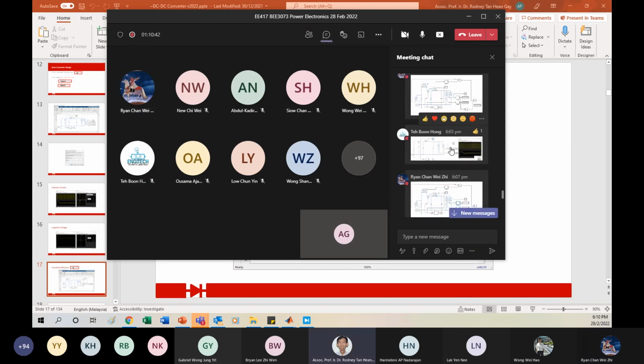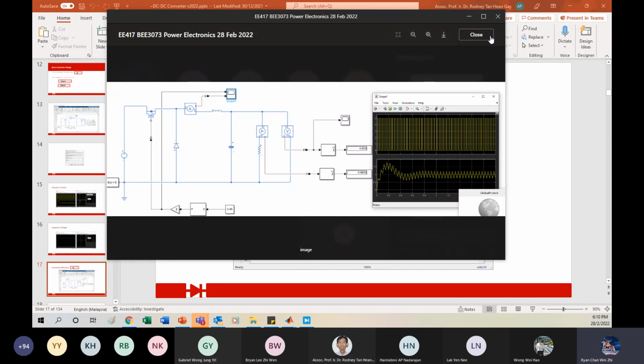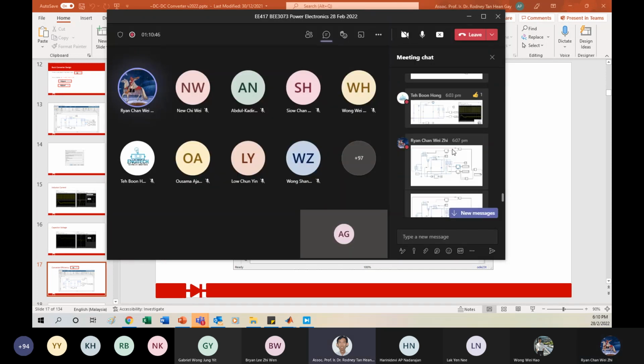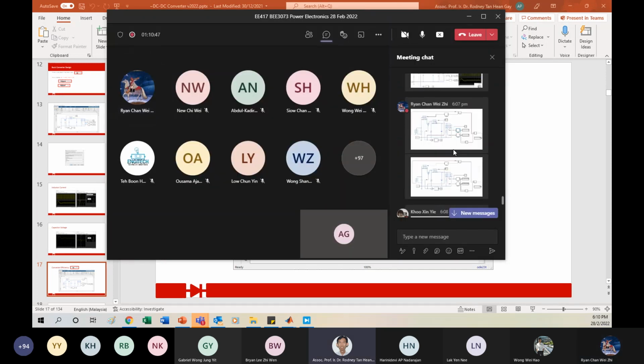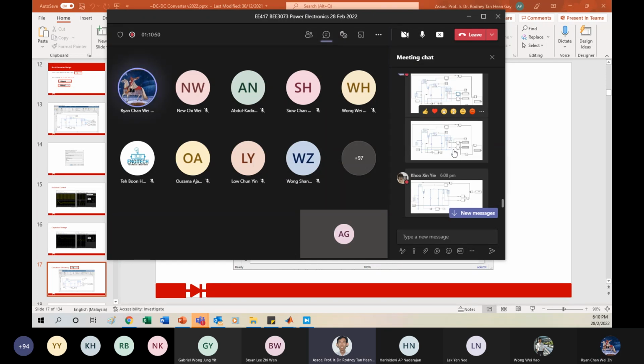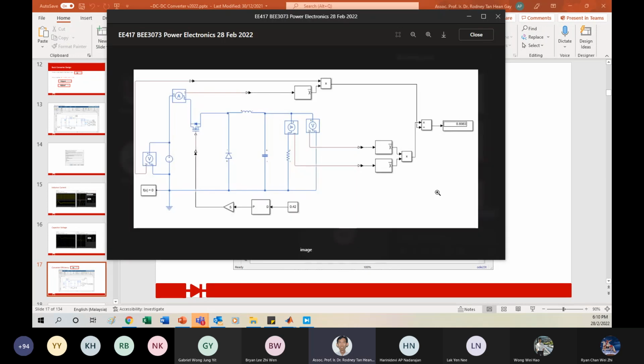Okay, Tê Bun Hong. We are dealing with 1 amp, 5 watt of power. This is a very, very old charger. Okay, you are using this method. Okay, Ko Sing Yi, you see Ko Sing Yi got it right.